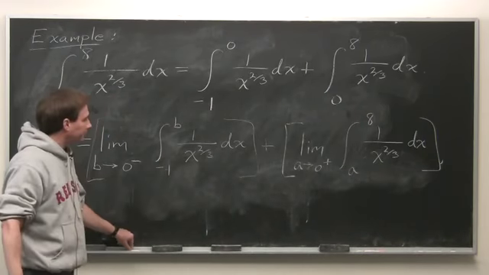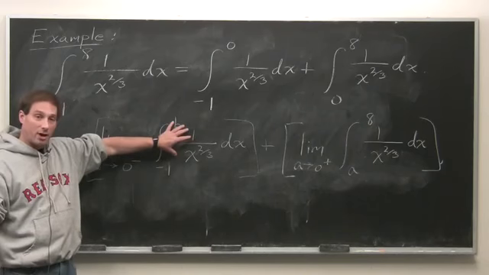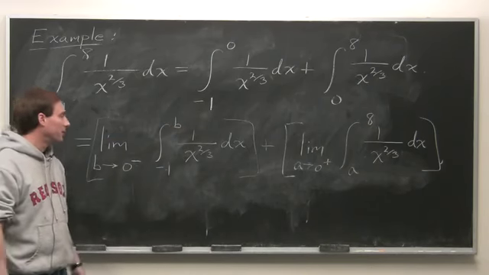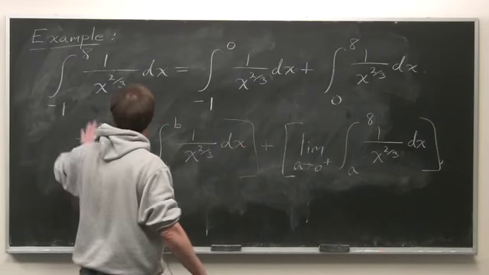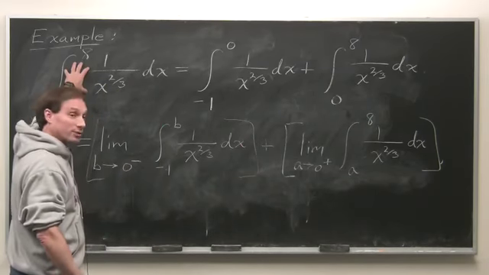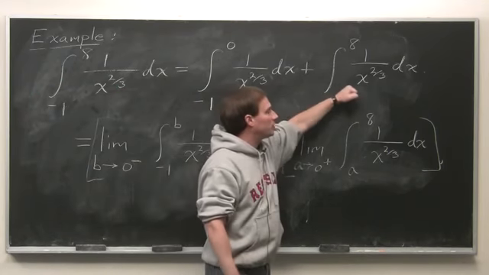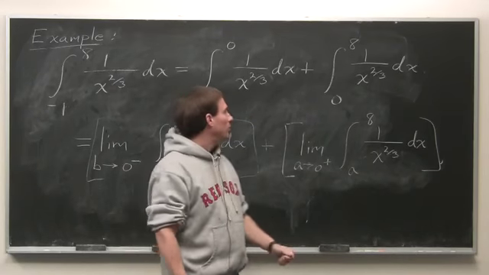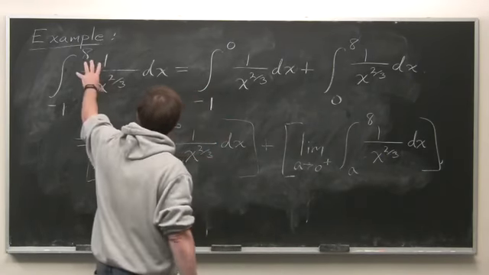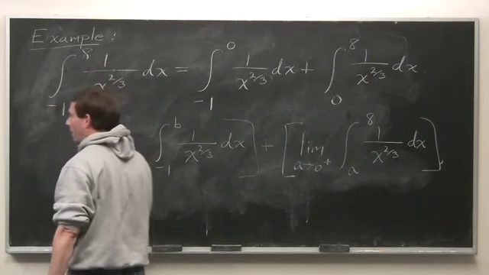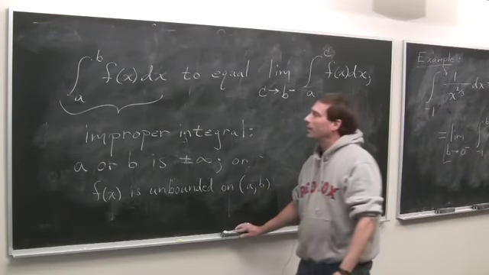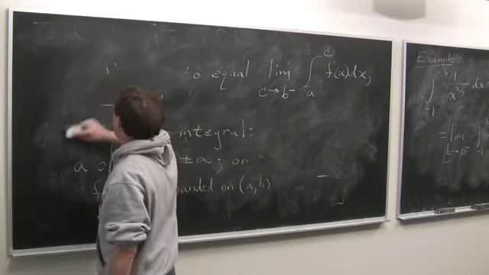I'll say it again. You use the fundamental theorem to calculate each one of these, and then you take the limit. You'll see that both of these exist, and so we say that this exists or converges, and it equals the sum of these two. If either one of these had failed to exist, we would say that this diverges and the improper integral does not exist. How bad can this get?